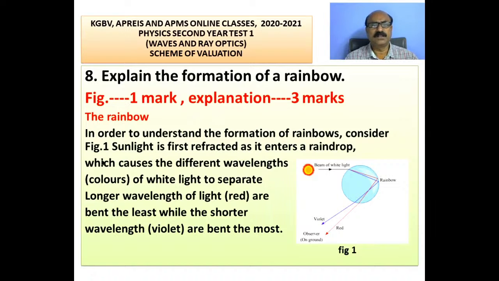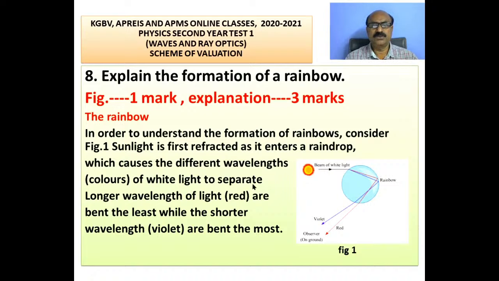So I will read the answer so that you can have some idea of the way in which you have to write down the answer. In order to understand the formation of rainbows, consider figure 1. You observe this figure 1. Sunlight is first refracted as it enters a raindrop, which causes the different wavelengths, colors, of white light to separate. So white light consists of 7 colors with different wavelengths.